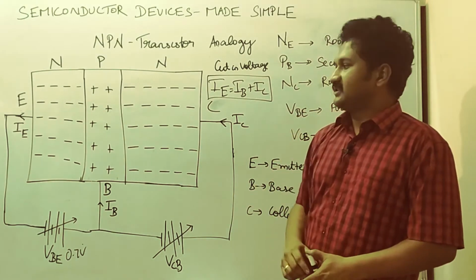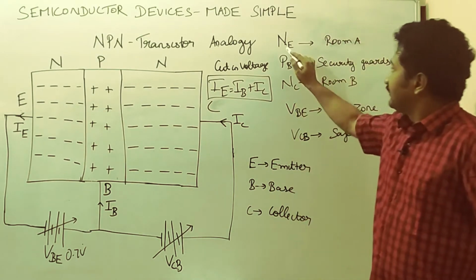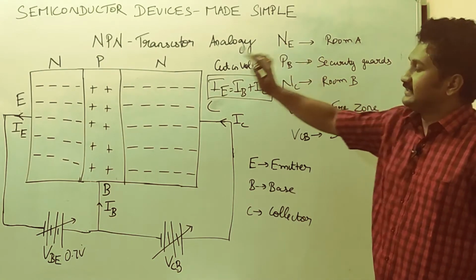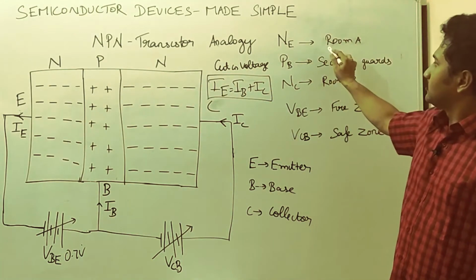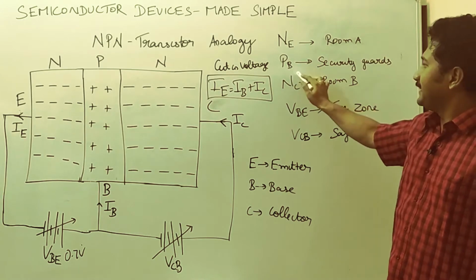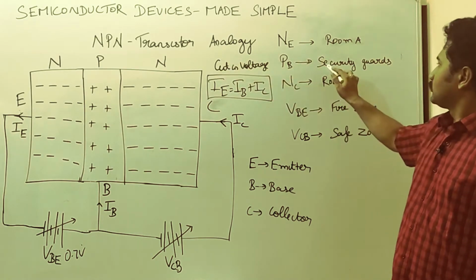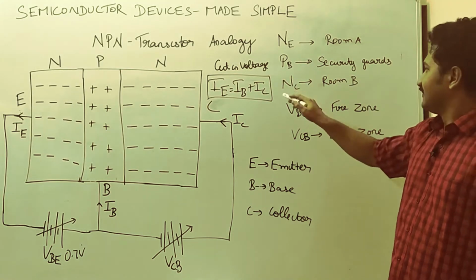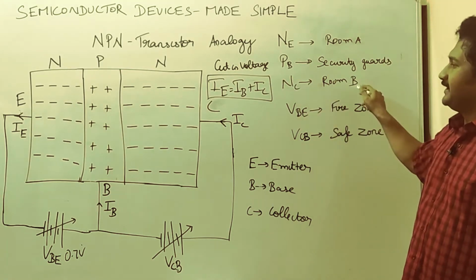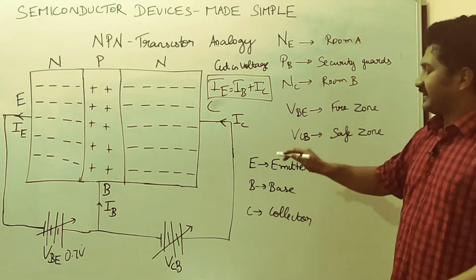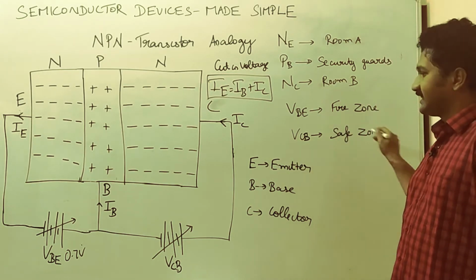Coming to the analogy, when I say N is room A, it's the emitter region or N region. This is an NPN transistor, so this is room A. P, B for base, is this P region, and that is the security guards. N is room B, and C is the collector. So VBE is the fire zone and VCB is the safe zone.